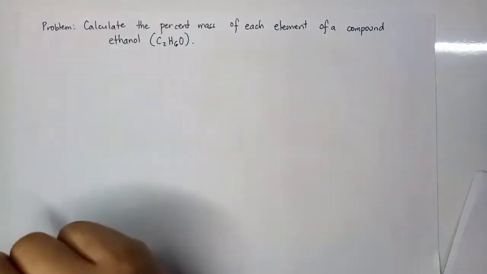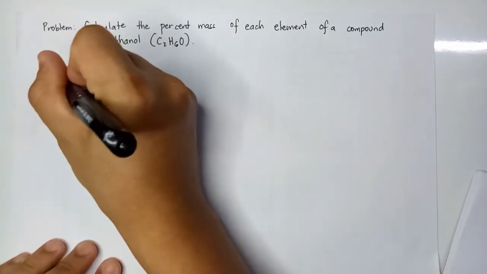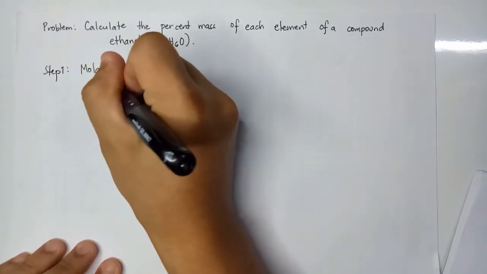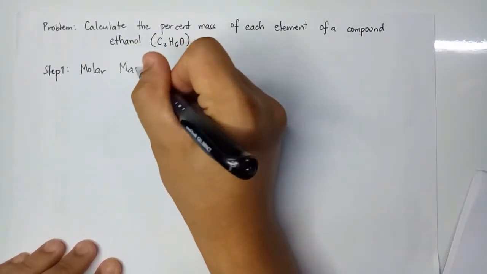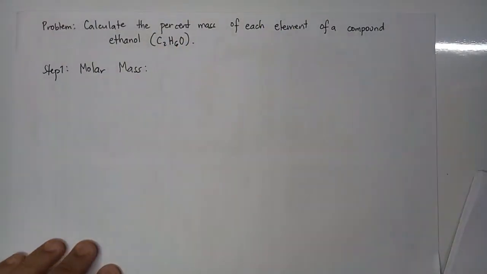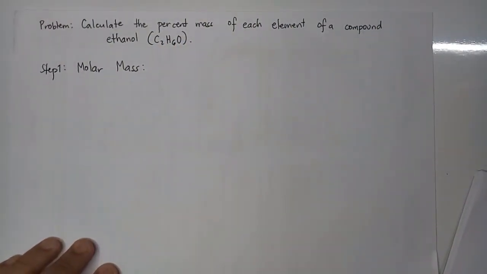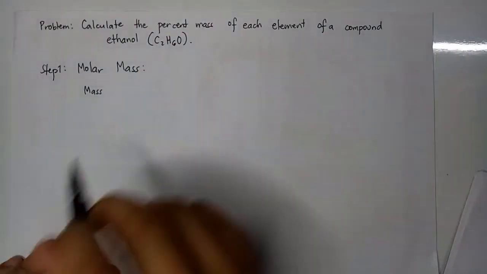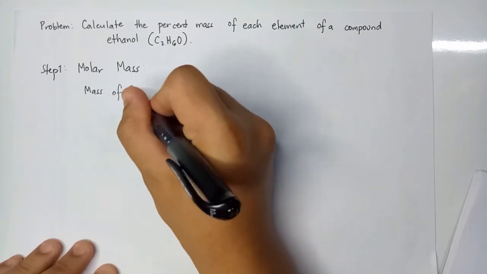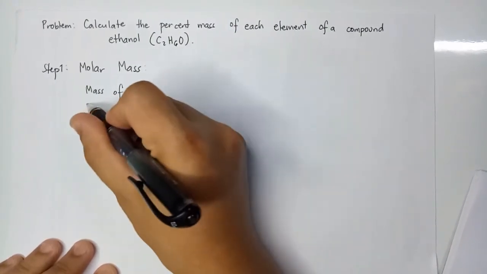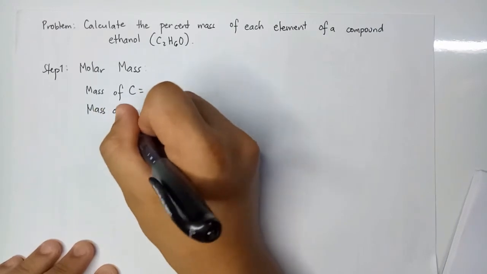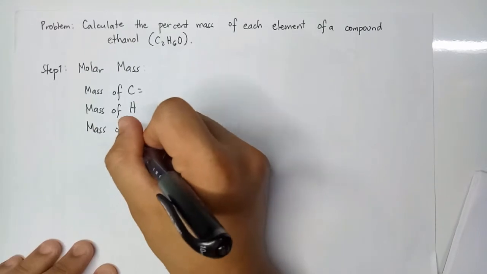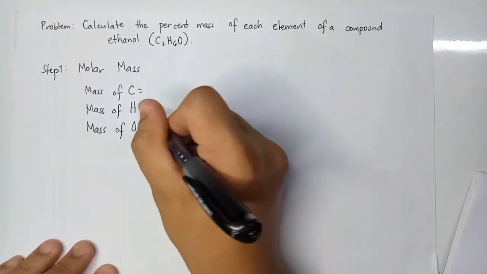So step 1, let us calculate the molar mass. Kita nyo ba? So paano ba kinakalculate ang molar mass? We are going to break down the mass of carbon, the mass of hydrogen, and let us calculate the mass of oxygen.